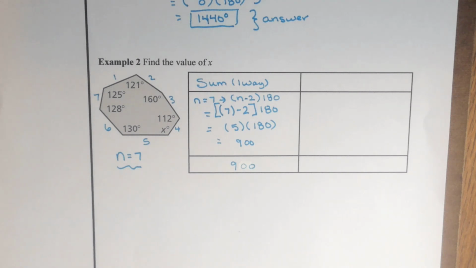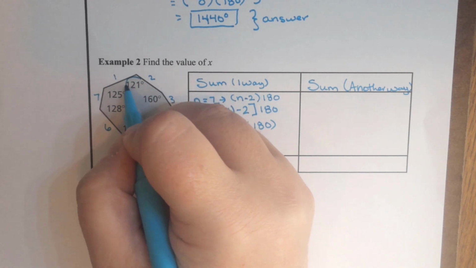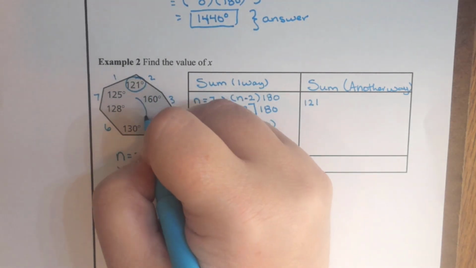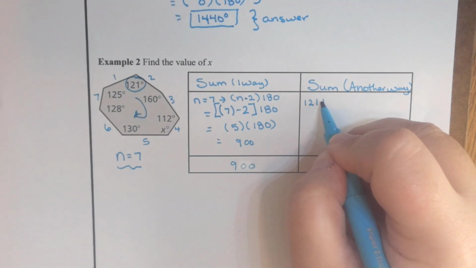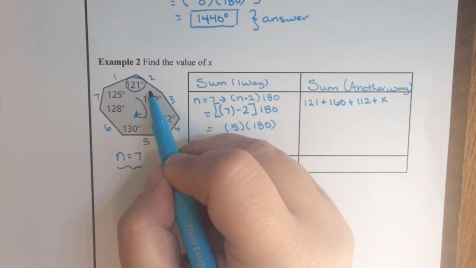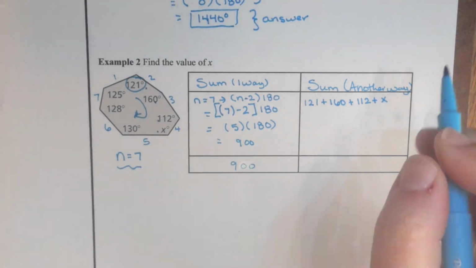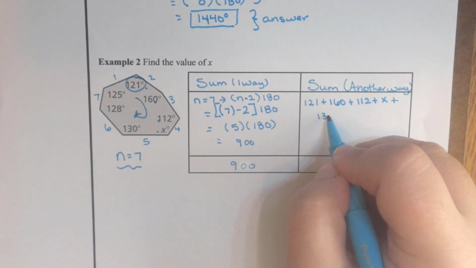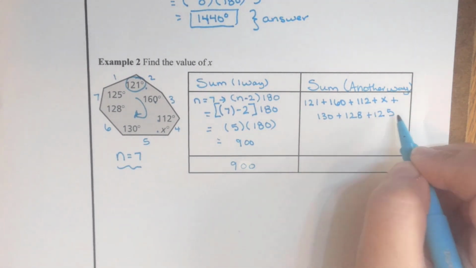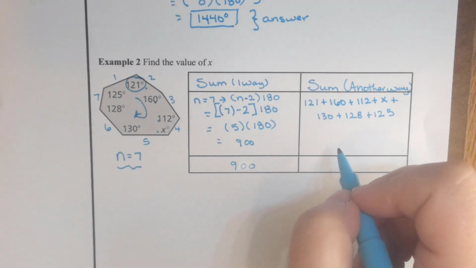There's another way, though, that I can find the sum. The sum just means to add. So let's just start with the 121. I'm going to circle it so I don't lose my spot. 121, and I'm going to just go around like this. So 121 plus 160 plus 112 plus x. So I'm just literally going around like this. Plus 130 plus 128 plus 125. So that was all of that equals.